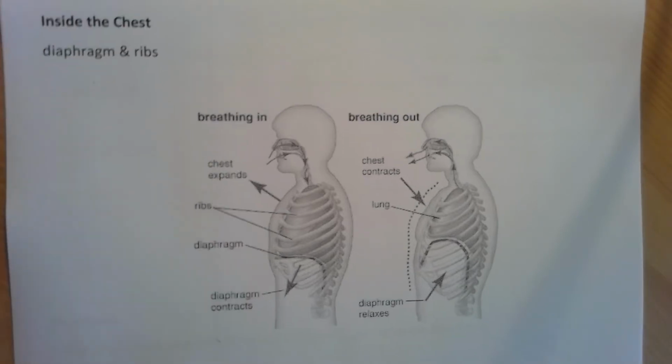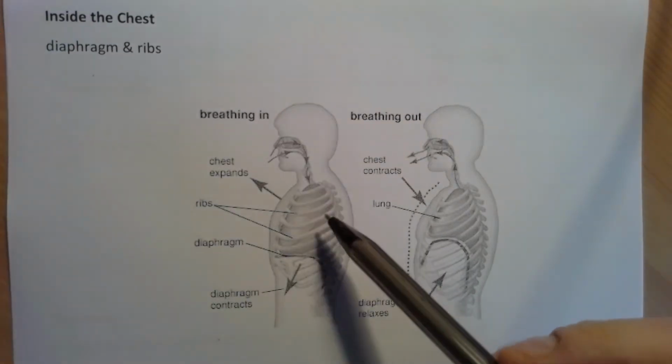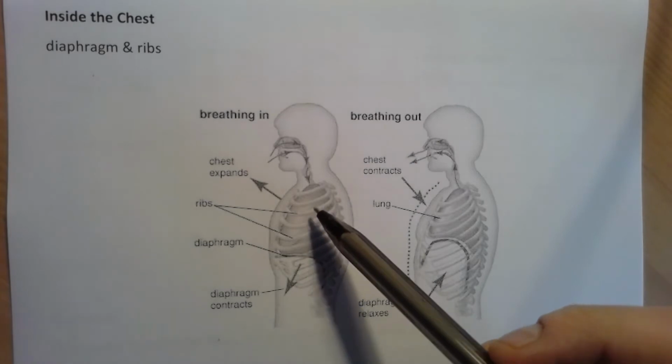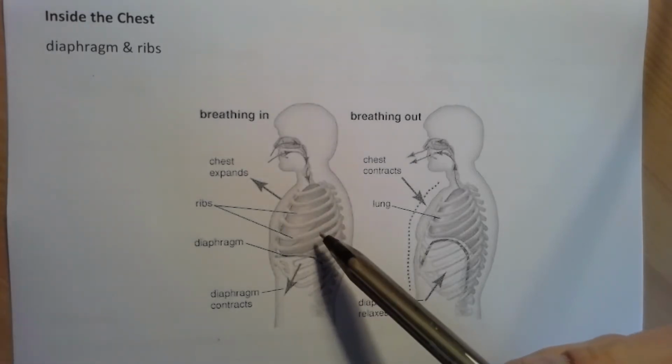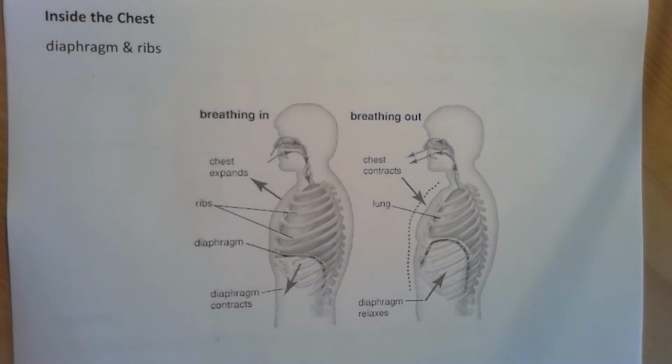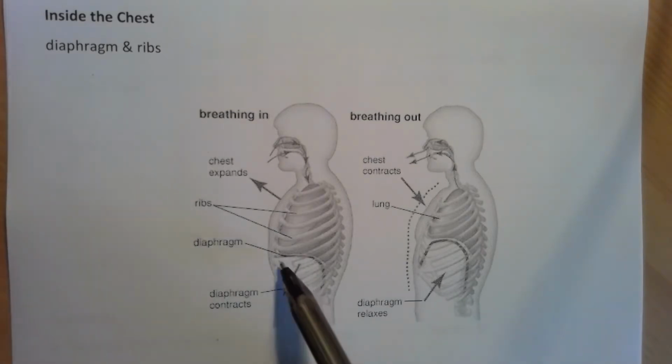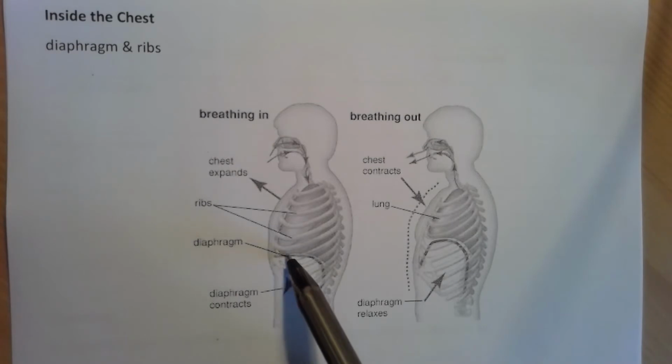There are 2 structures that allow us to breathe in and breathe out. The ribs, or the rib cage, and between the ribs there's a set of antagonistic muscles called the intercostal muscles. We don't need to know too much about those at the moment, but we do need to know that they allow the rib cage to change its shape and size. And then also this muscle under your lungs, which is called the diaphragm.